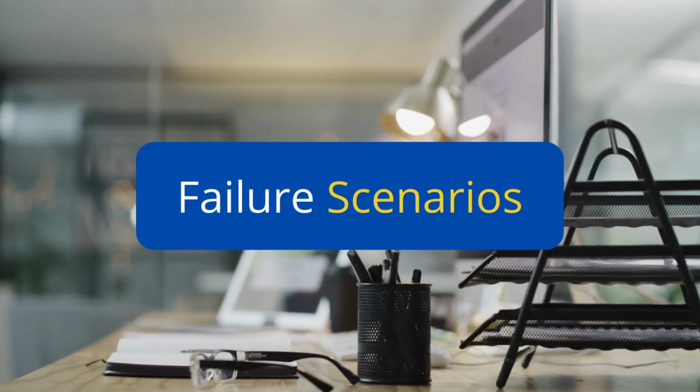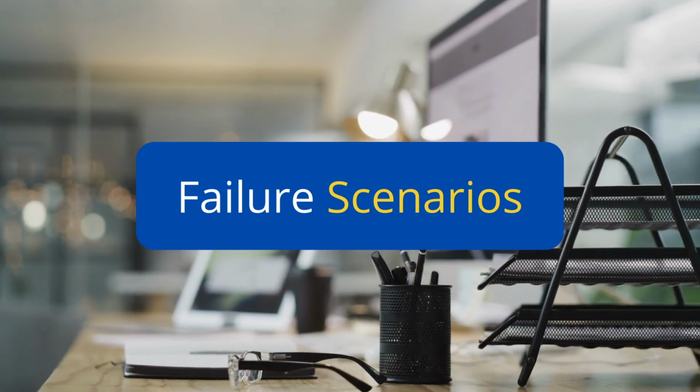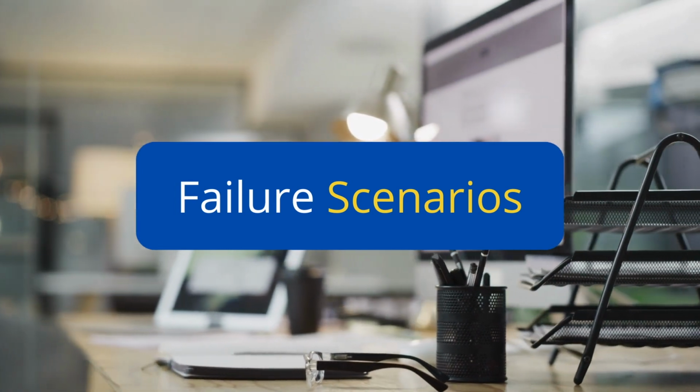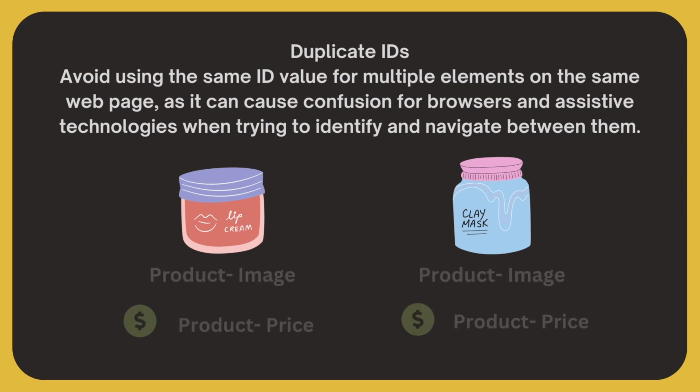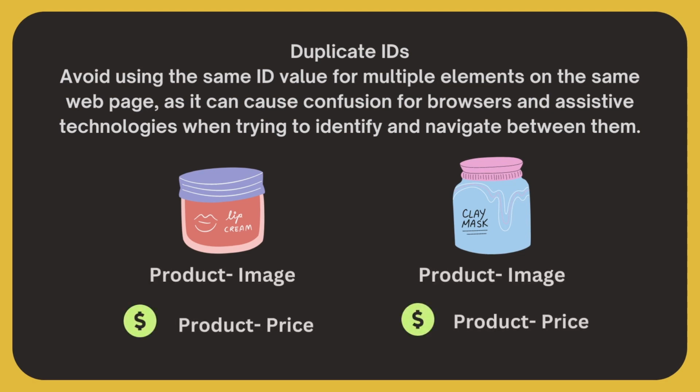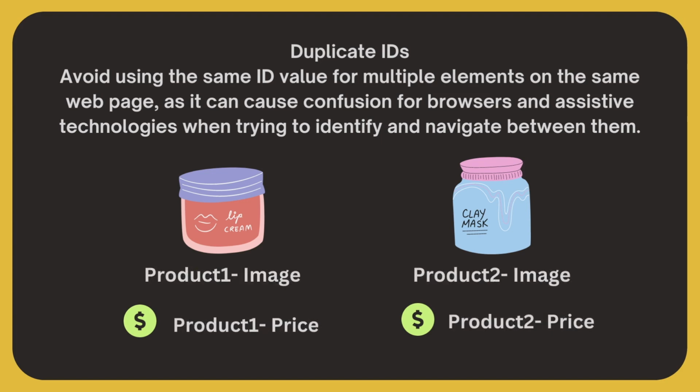Let's see some failure scenarios of what to avoid when working with HTML. First, duplicate IDs. Avoid using the same ID value for multiple elements on the same web page, as it can cause confusion for browsers and assistive technologies when trying to identify and navigate between them.